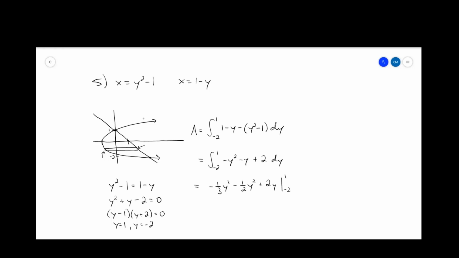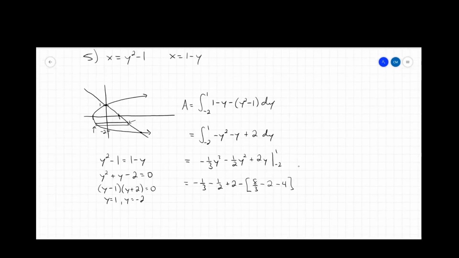So we get, plugging in 1 again is nice because we just get the coefficients. So minus 1/3 minus 1/2 plus 2. Plugging in negative 2 there, we're going to get negative 2 to the third is negative 8, so that's going to be 8/3. Plugging in negative 2 there, that's a positive 4. That's going to give us a minus 2 there. And then if I plug in the last one, it's minus 4. Again, please correct me if you see any arithmetic mistakes there.